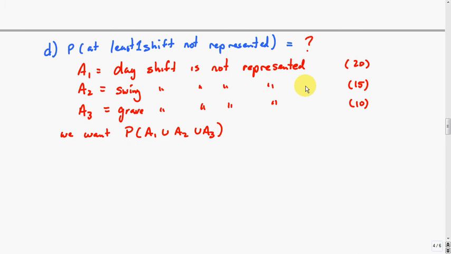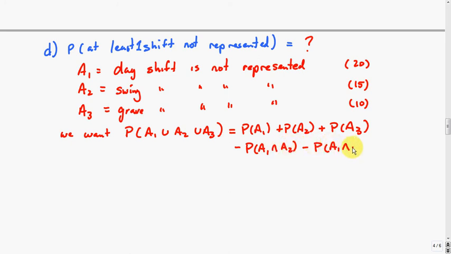That would correspond to everybody being from the graveyard shift. So we're going to have to use that general rule that we had for the probability of a union of three events. And it was this, that you add together the probability of each of the individual events first, and then we have to get rid of all those overlaps, so we have to subtract away the probability of all pairs, all intersections between pairs.